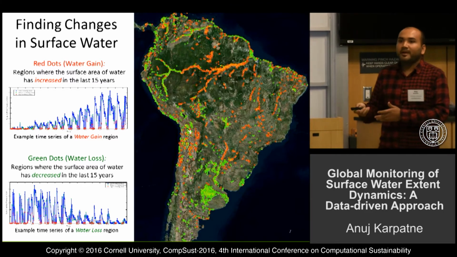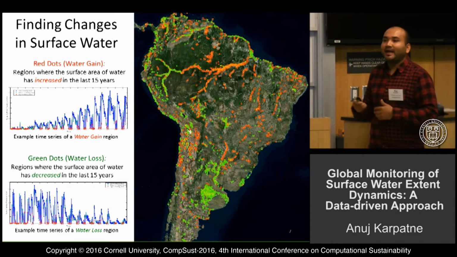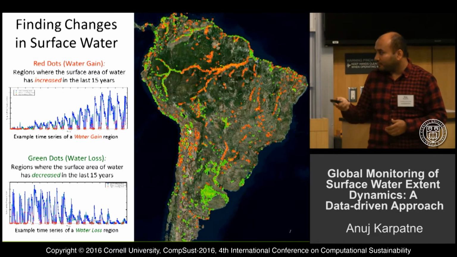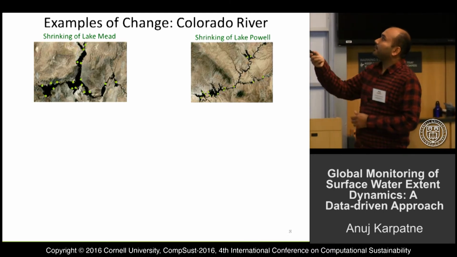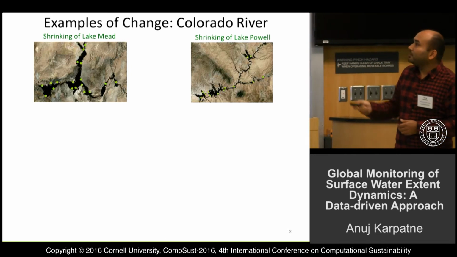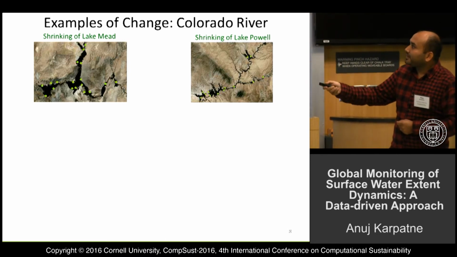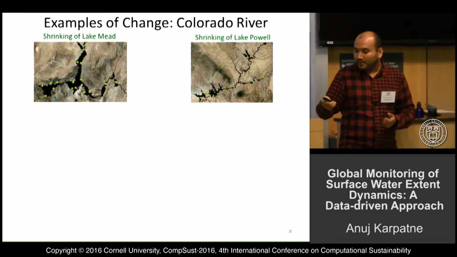What I'll be doing in the remainder of this talk is to go through some of these patterns and show what's happening over there. So here is the first example of change in the Colorado River, and we are looking at two lakes, Lake Mead and Lake Powell. And all along the lake, we can see that we have green dots where the water is shrinking in size.